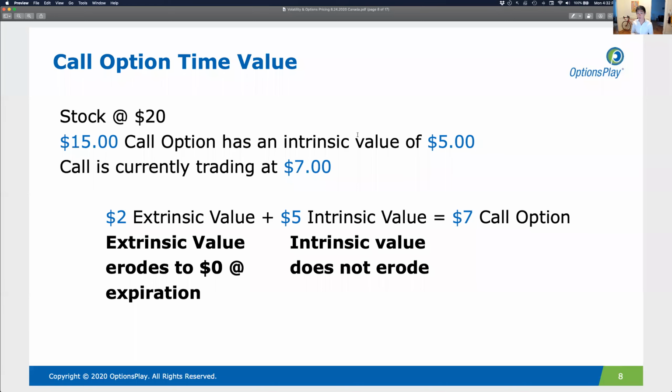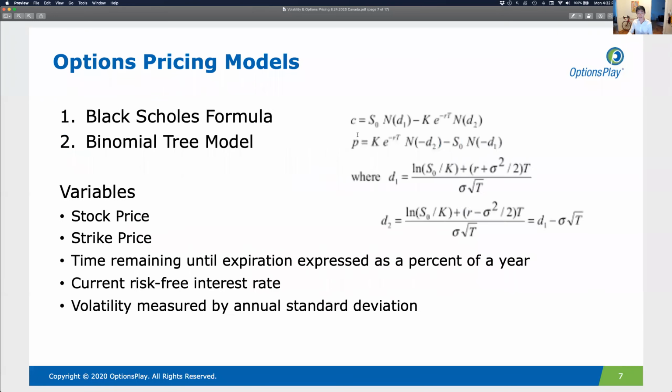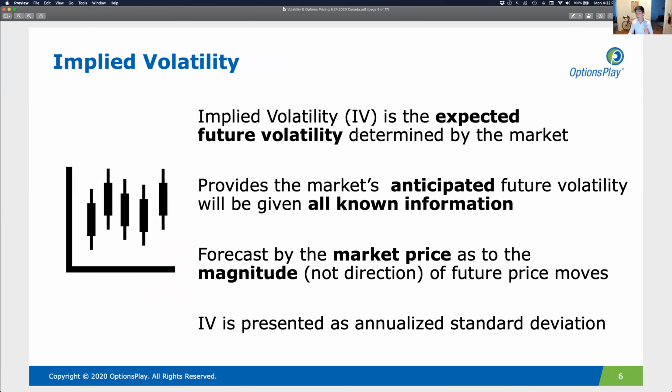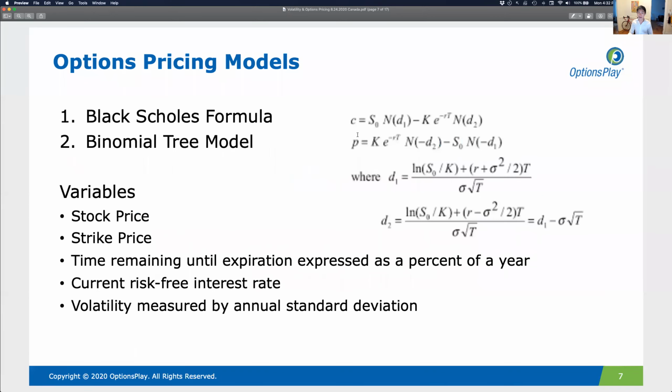So before I move on, I just want to quickly make sure everyone understands the difference between historical and implied volatility. If that makes sense to you, please type 1 into the chat window. And for those of you that feel that you have an understanding of how implied volatility is calculated, type 2.